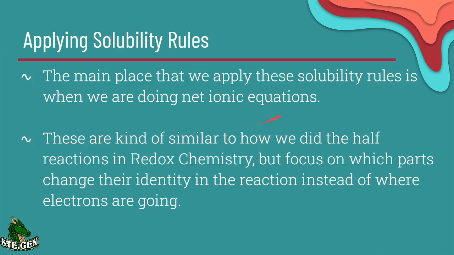Now, the main place that we apply solubility rules, at least for this class, is when we're doing net ionic equations. These are similar to half reactions that we did back in redox, but instead of focusing on where electrons are going, we are going to focus on what parts actually change. We're going to cut through all of the stuff and say, let's ignore everything that doesn't do anything cool. We only want to know, does something do anything that's interesting? And if it is, we'll talk about that. And if there's nothing that does anything cool, then we just won't talk about it. It's not really worth it.